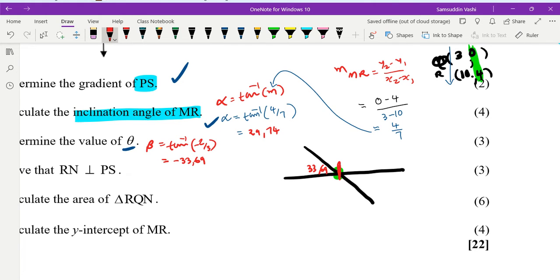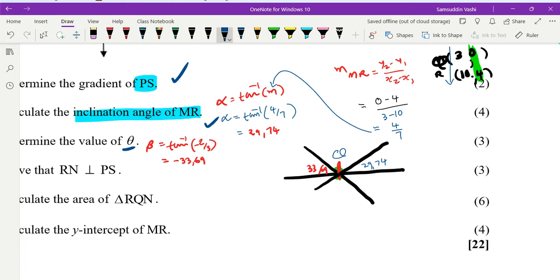Okay, so a negative answer gives you the angle between the x-axis and that straight line to the left hand side. So this is the left hand side. Negative answer means. Okay, so this is the position of 33.69. Then there is another line which we calculated. What was that other angle? 29.74.